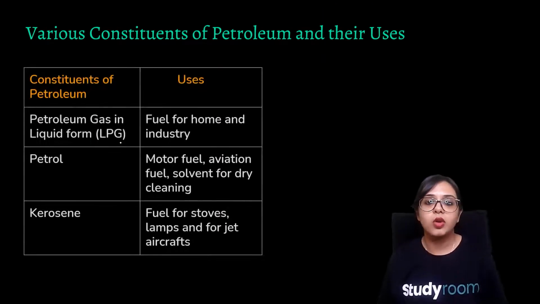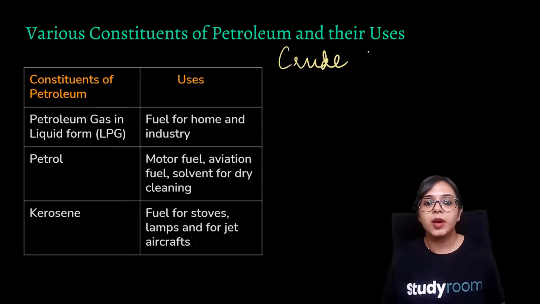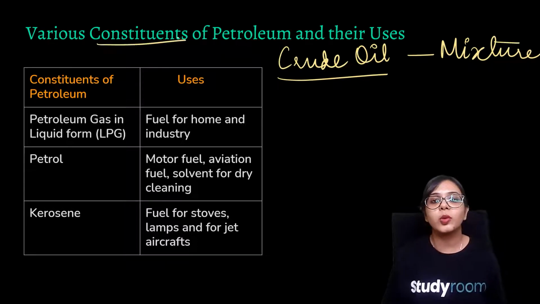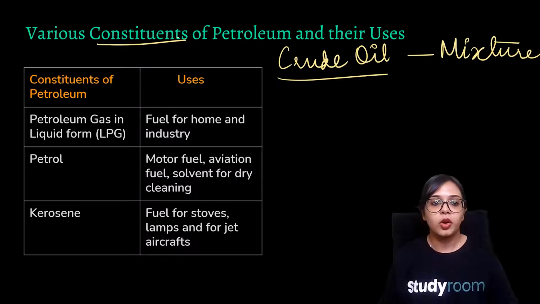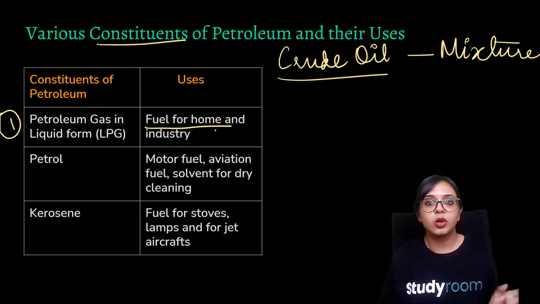The various constituents of petroleum and their uses. Like I told you, this crude oil is an amalgamation, a mixture of various products. So we will now learn about these individual constituents, these individual products that we can extract from this crude oil. The first is petroleum gas in liquid form, which we use in our kitchen as a source for cooking our food, as a source of fuel, and not just in a home but also in some industrial uses.